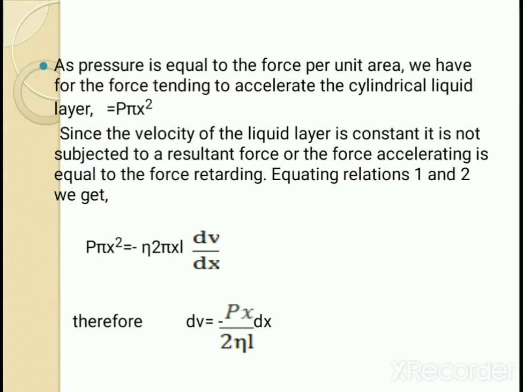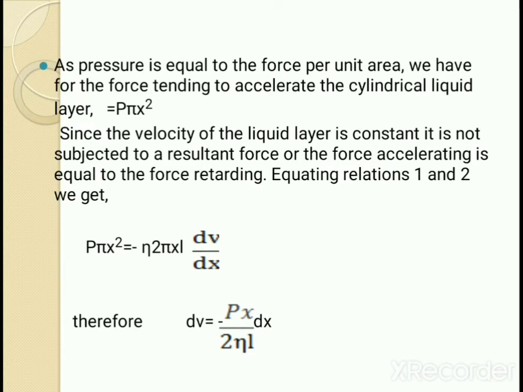Now see, as pressure is equal to force per unit area, P is equal to F upon A. Therefore the force is equal to pressure into area. So F is equal to pressure P into pi x square. Since the velocity of the liquid layer is constant, it is not subjected to a resultant force, or the force accelerating is equal to the force retarding. So equating both equations, the one from Newton's viscous force and the force F equal to P pi x square, we get P pi x square is equal to minus eta 2 pi xL dv upon dx.